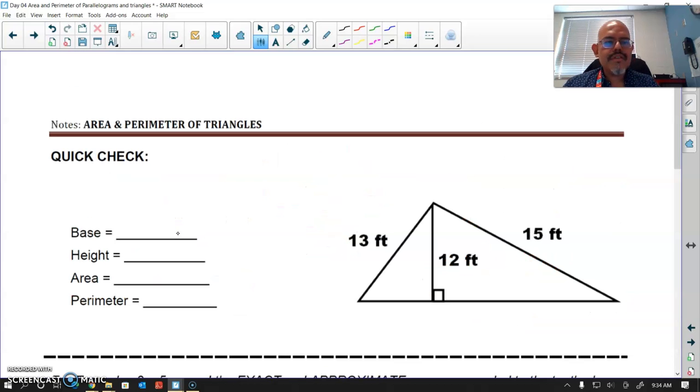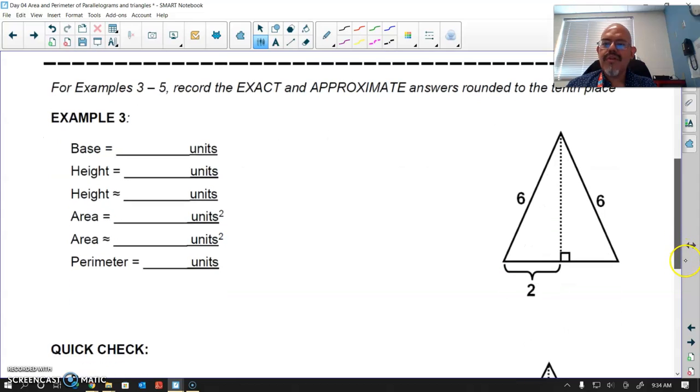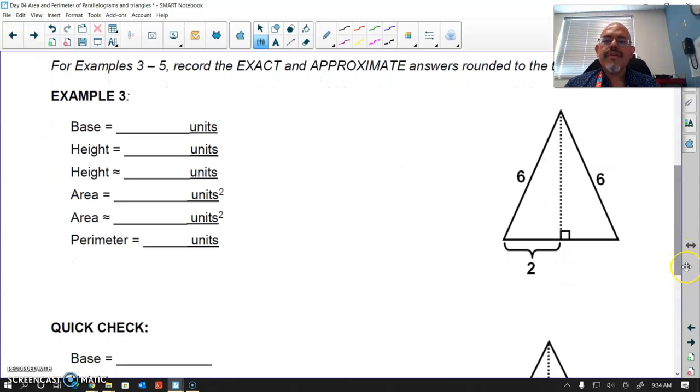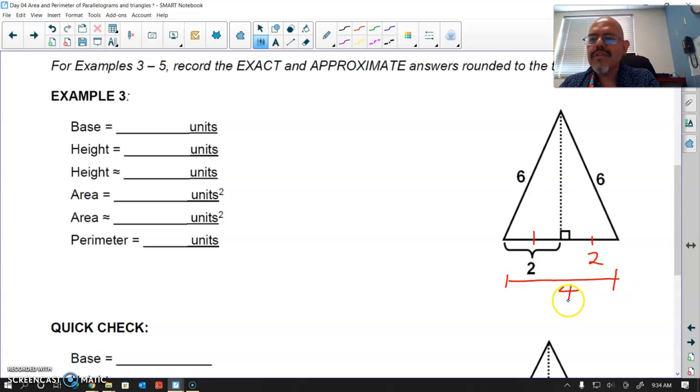Okay, so let's take a look at another example. Now we're not given the height here. We have to figure it out. Also, these two sides have to be equal to each other, so our base is equal to 4 units. For our height, I'm going to use the Pythagorean theorem. So it's going to be 2 squared plus h squared equal to 6 squared.